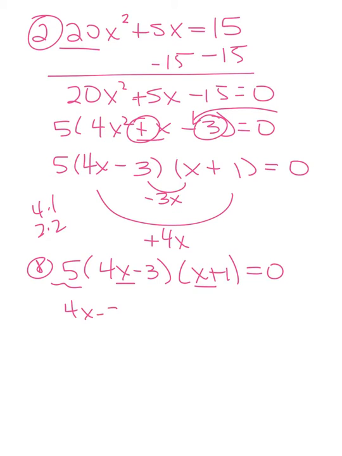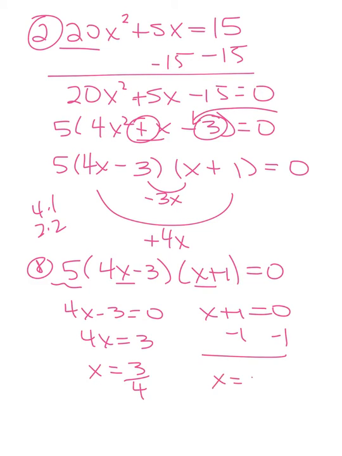So I have 4x minus 3 is equal to 0, and x plus 1 is equal to 0. Bring my 3 to the other side, divide by 4, and I have x is equal to positive 3/4, and x is equal to negative 1. So they are my solutions to my equation.